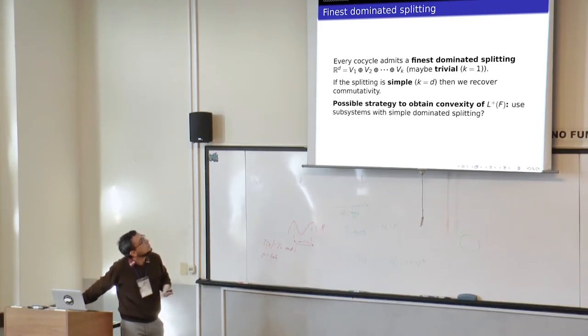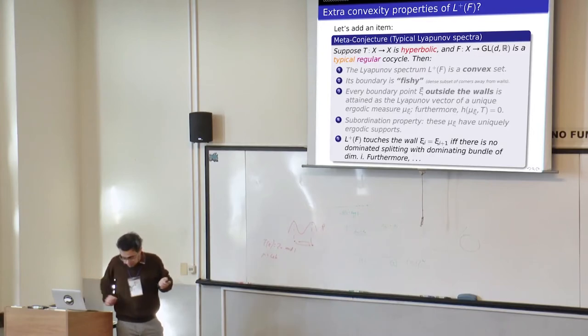Okay. If you are very lucky to have a dominated splitting into one-dimensional bundles, then you get a very nice situation where this LF is automatically convex, compact, etc. And maybe you can prove the convexity of this reducing to some subsystems where you have this simple dominated splitting, but it's far from being trivial that you can do that. And so let me conclude.